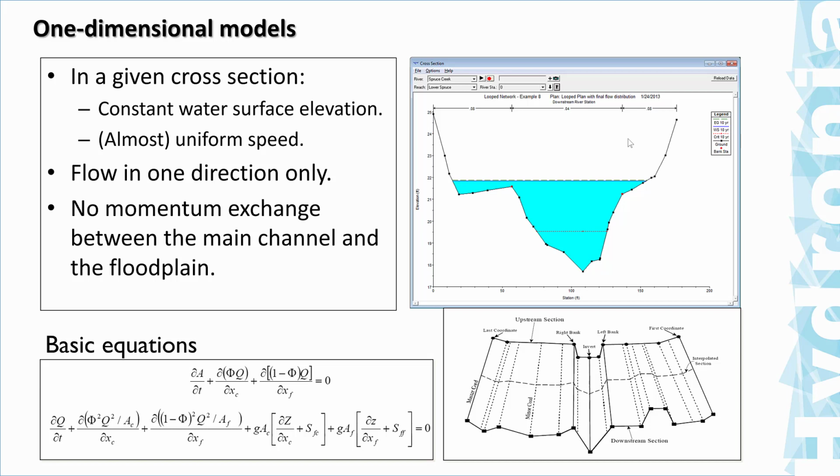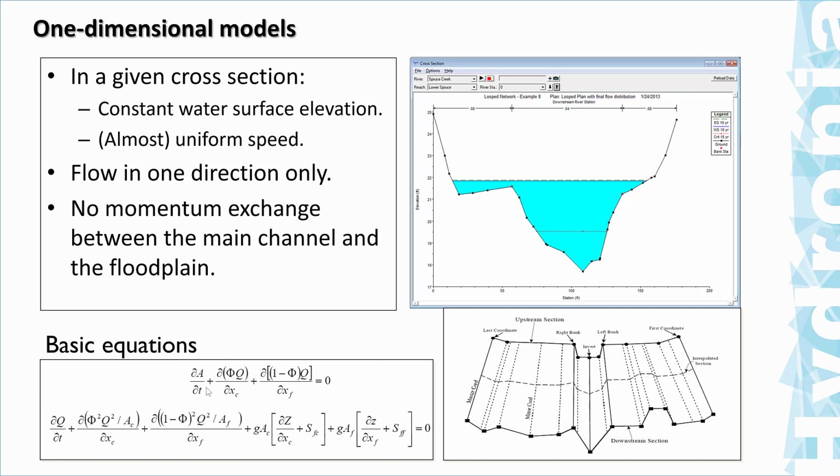The third assumption is the neglect of momentum exchange between the main channel and the floodplain. So there is no momentum exchange between the main flow area and the floodplain, which is something that may be important, particularly during rapid floods.